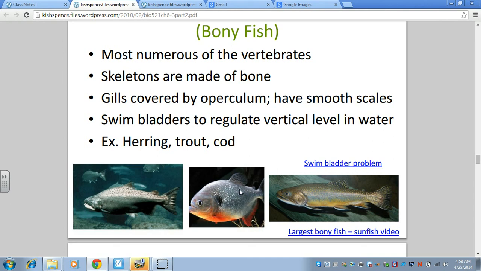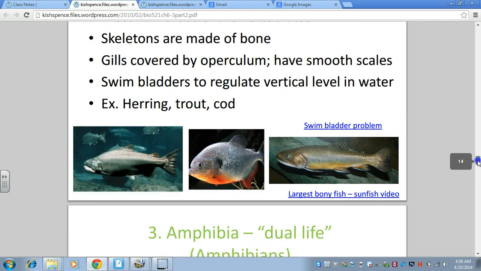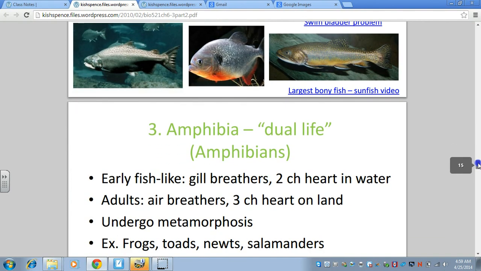Bony fish include a lot of the ones that we tend to eat: herring, trout, cod, perch, all of them. And there are a couple of little video clips that I'll include that you can watch about some different bony fish. They're linked on the class website, and they'll also be linked in Edmodo.